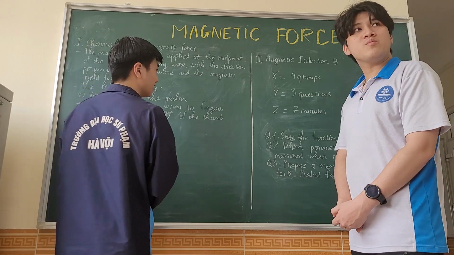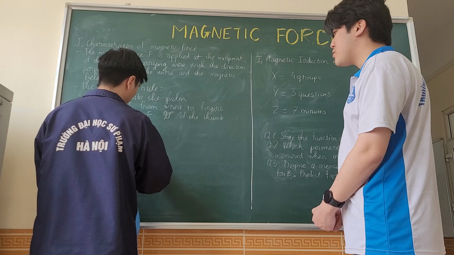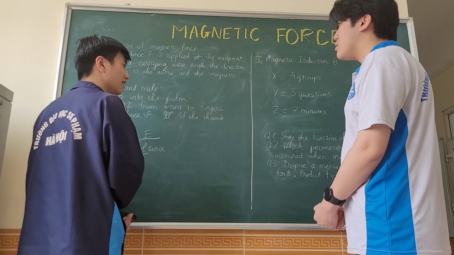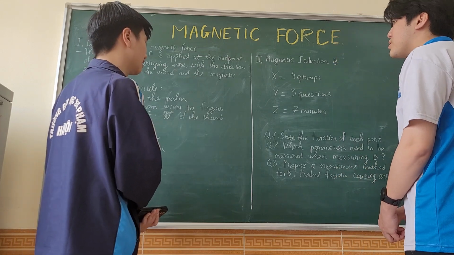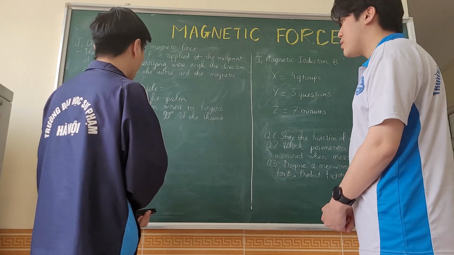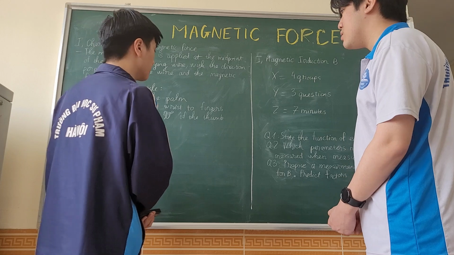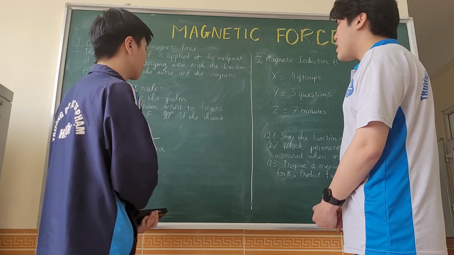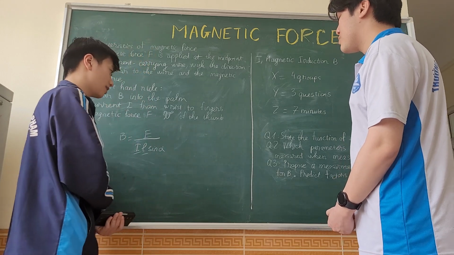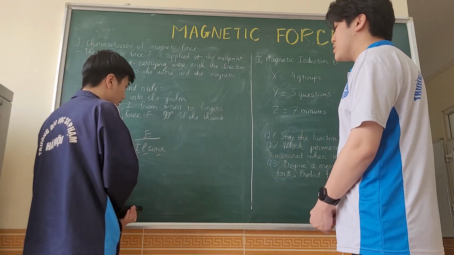Here we have to measure F, I and L, where F is the magnetic force applied on the current carrying wire. Okay. I here is the current amplitude, and the L here is the length of the wire. Alpha here is the angle between B and I.